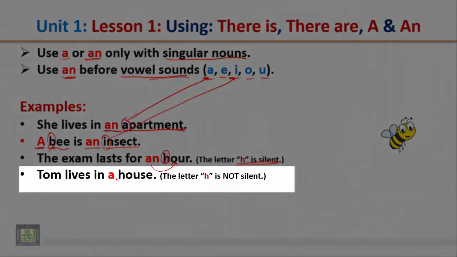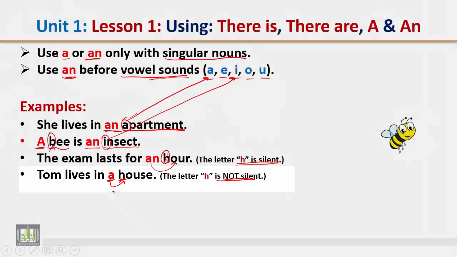Tom lives in a house. Here, the letter H is pronounced. It is not silent. It is pronounced ha, house. So we use a before the word house, because the H is a consonant sound. It is not a vowel sound. We say a house.